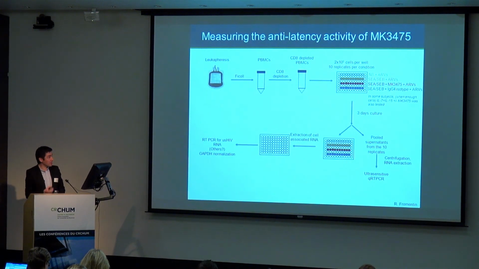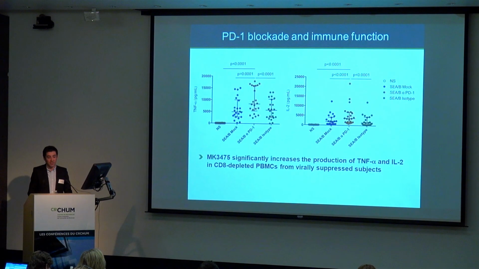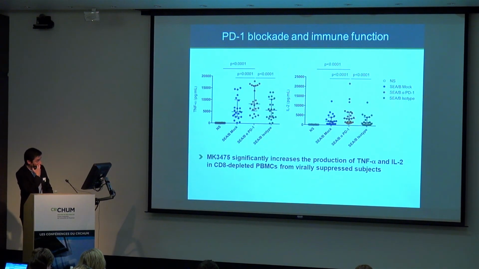Because I don't want to be over time, I will skip this slide just to tell you that this is a horrible experiment that Remy designed, horrible in the sense that it takes weeks and thousands of dollars, but we wanted to be able to demonstrate whether or not blocking PD-1 could have an effect on the latent reservoir. The first thing we measured is the cytokine production, and as expected, even in those virally suppressed subjects, the anti-PD-1 antibody was able to increase a little bit the secretion of TNF-alpha and IL-2.